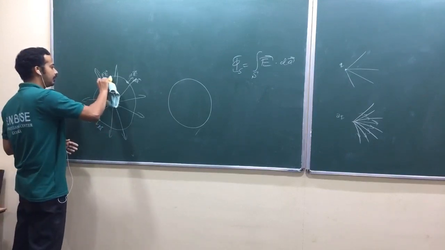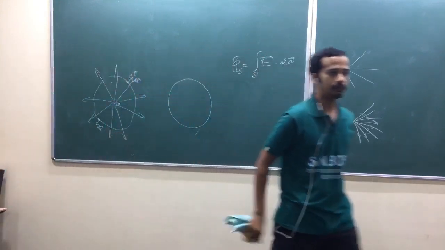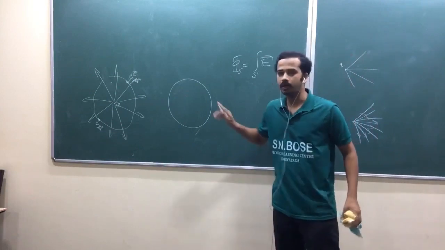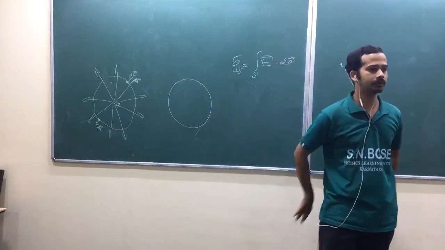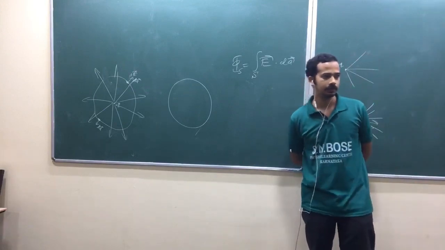So our idea is to make outward flux positive, inward flux negative. To make outward flux positive, you have to choose your area vector outward from that region. You can just think over it. Just draw that one and think over it.